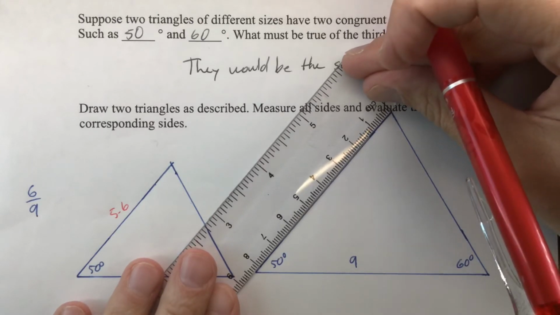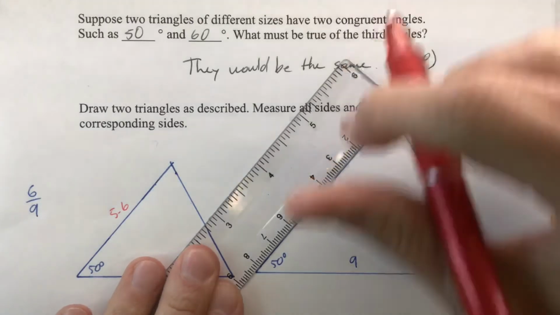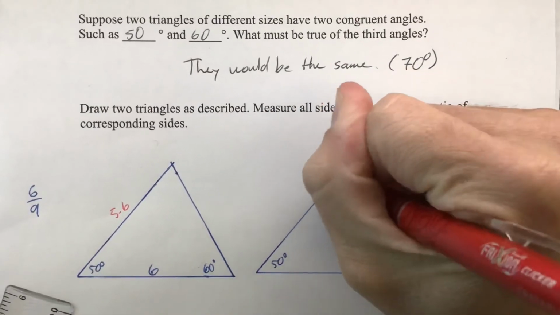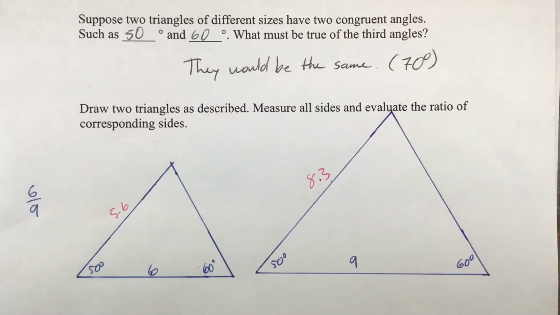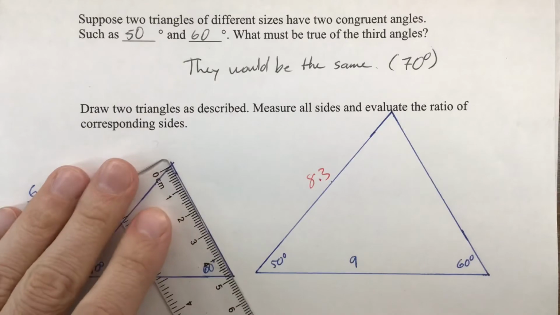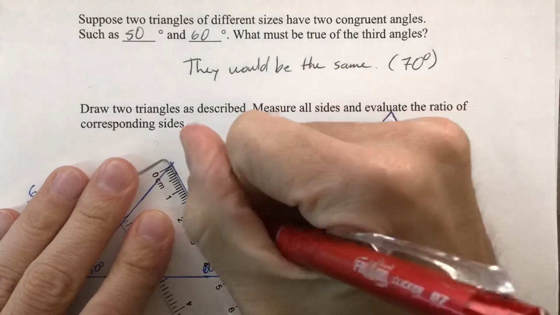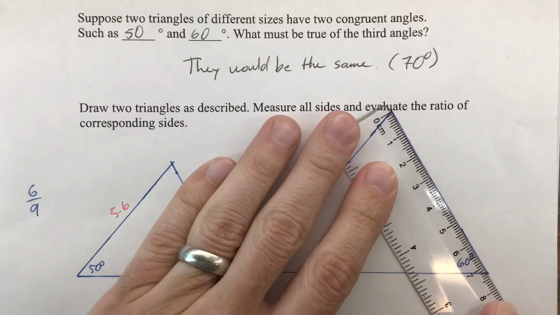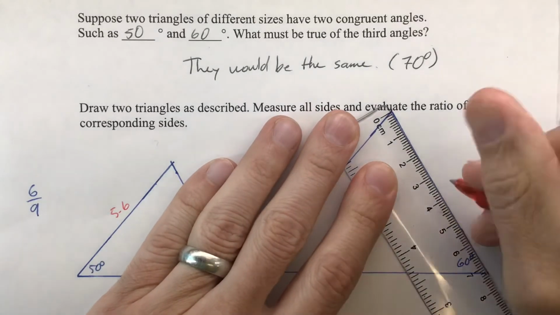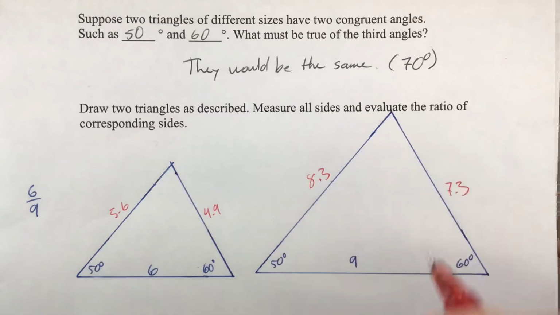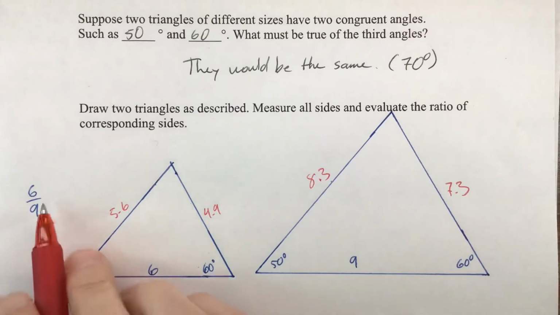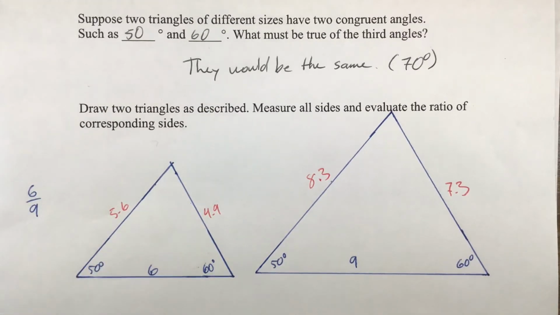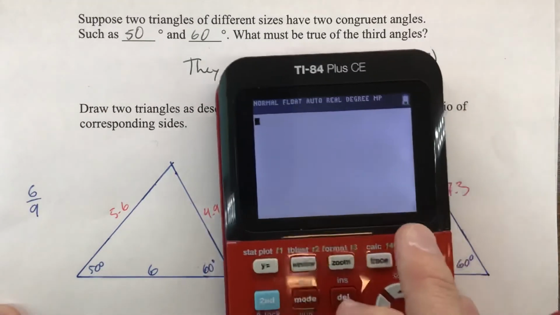All right, and then the corresponding side, see if we can get that right. That appears to be about 8.3. All right, and while we're at it, let's go ahead and measure these. That'd be about 4.9. This, about 7.3. Now a lot of this also depends on how well I actually measure those angles with a protractor. But remember that this evaluates as 0.6 repeating, so we're looking for something close to that.